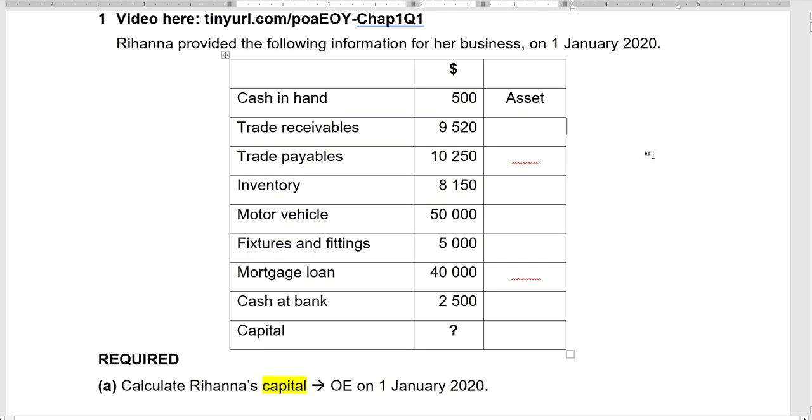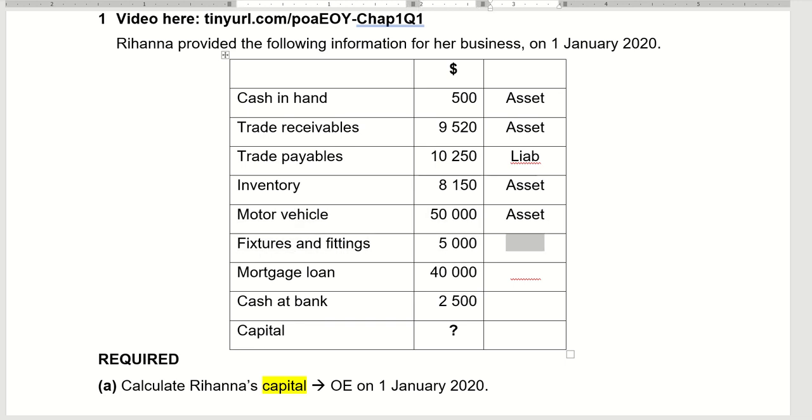Hello, have you completed classifying everything? So I'm going to show you one at a time. Trade receivable is an asset. Trade payable is a liability. You owe people money. Inventory are goods that you have for sale, so it is an asset. Motor vehicle is an asset.